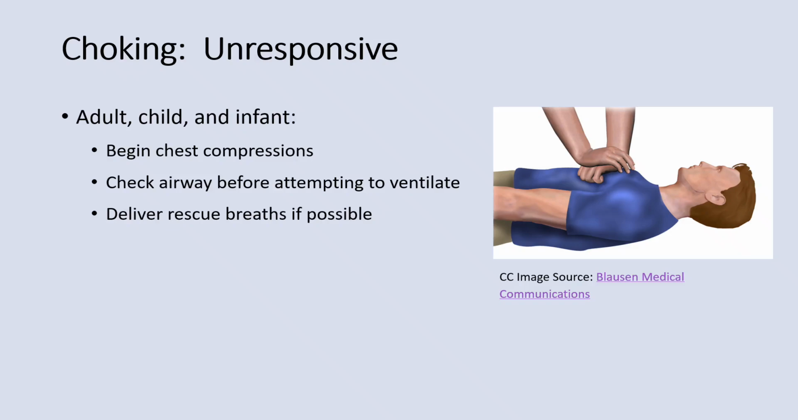When a rescuer is providing foreign body airway obstruction maneuvers on a conscious patient that becomes unresponsive, the rescuer should immediately begin providing chest compressions, as we discussed earlier for a patient in cardiac arrest. Prior to attempting to ventilate the patient, the rescuer should check the victim's airway to see if they can remove the obstruction. If the obstruction is not visible to the rescuer, then the rescuer should attempt to deliver rescue breaths and return to providing chest compressions. At no time should a rescuer ever perform a blind finger sweep on any victim of any age.